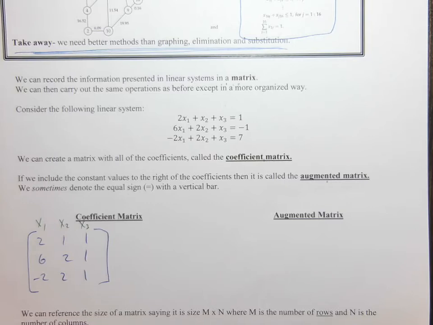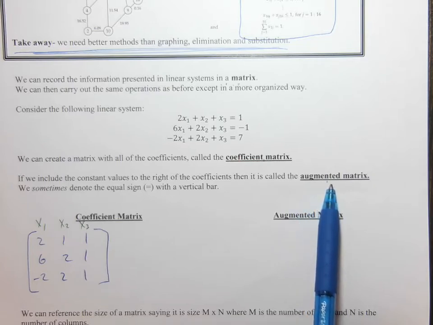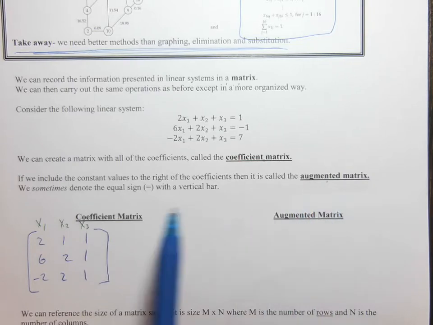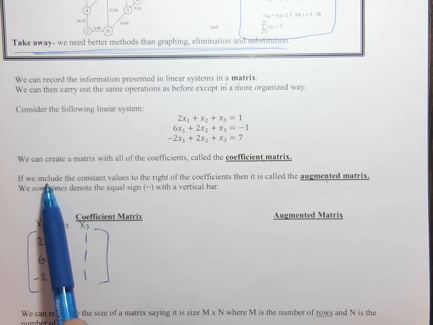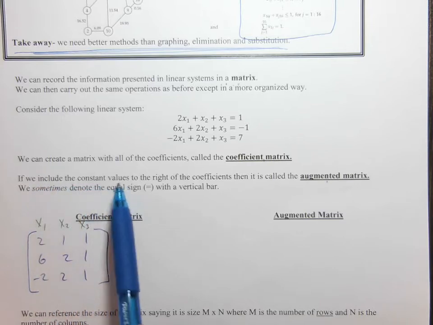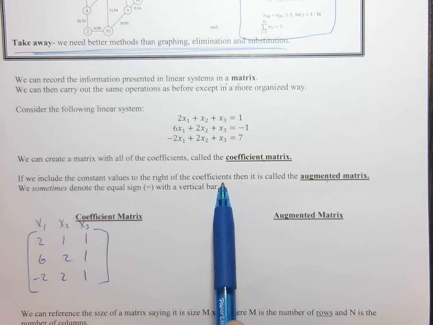Okay, so that's the coefficient matrix. The other kind of matrix that we're going to talk about, which we use more often than the coefficient matrix, is the augmented matrix. The augmented matrix, like it says here, is the same as the coefficient matrix, but we include the constants to the right of the coefficients.